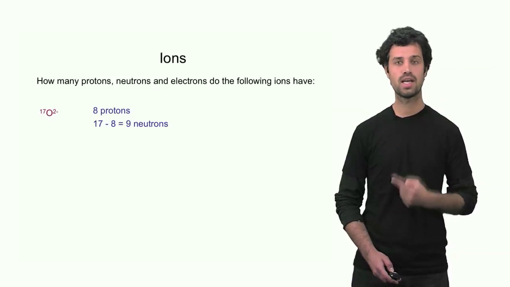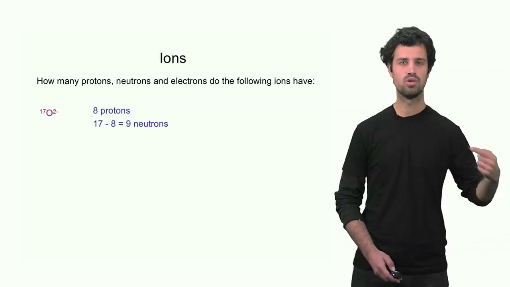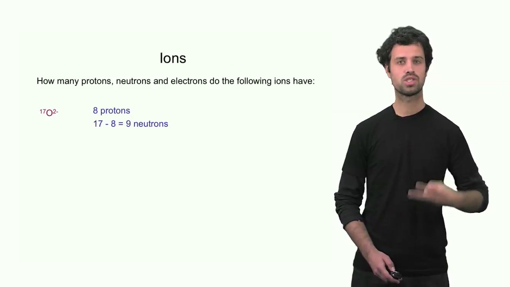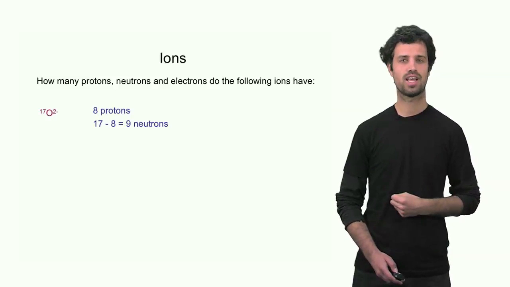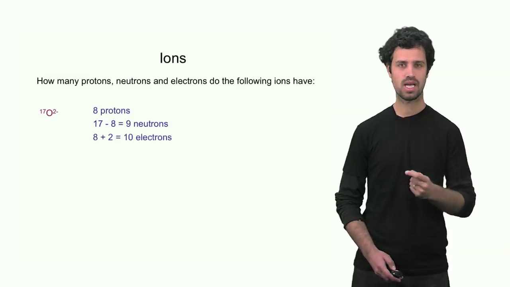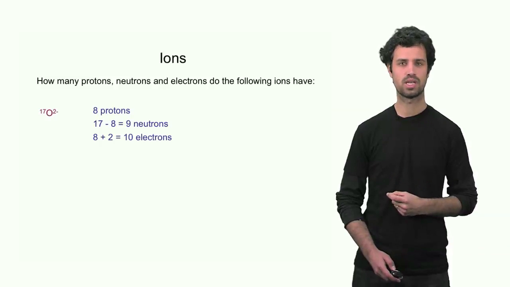The number of electrons has changed, however, relative to neutral oxygen. It has 2 extra electrons. The charge is 2-, which means 2 extra electrons. That means 8 plus 2 equals 10 electrons in total in this anion.